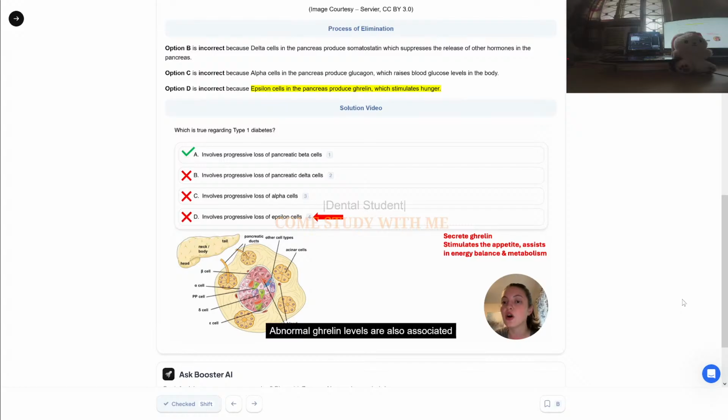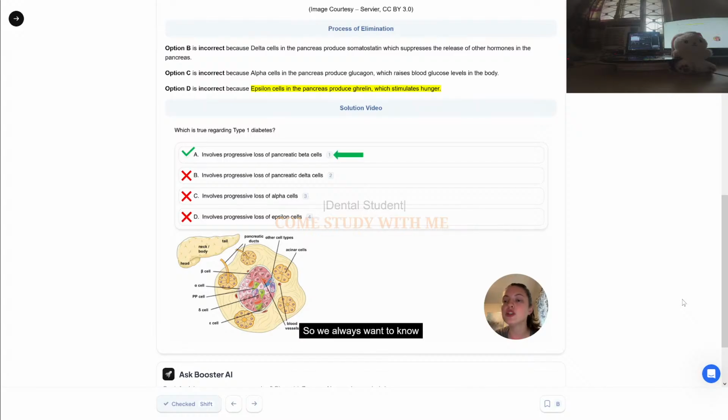Abnormal ghrelin levels are also associated with conditions like obesity and anorexia, and if these cells are progressively lost, there will likely be metabolic dysfunction and issues with appetite stimulation. But, once again, type 1 diabetes will not result, making this answer choice incorrect.